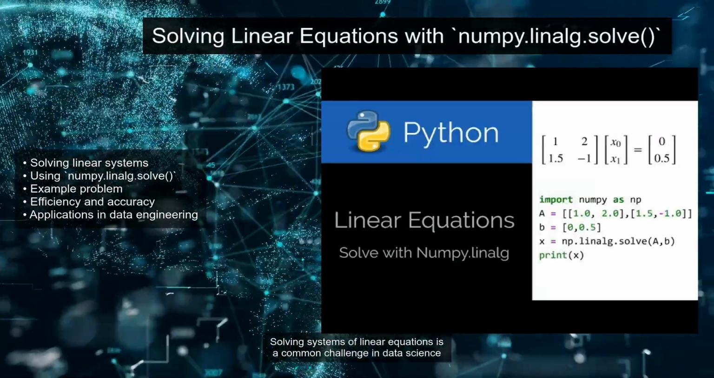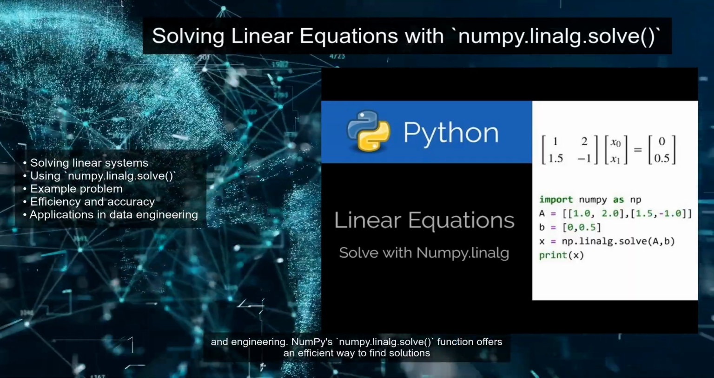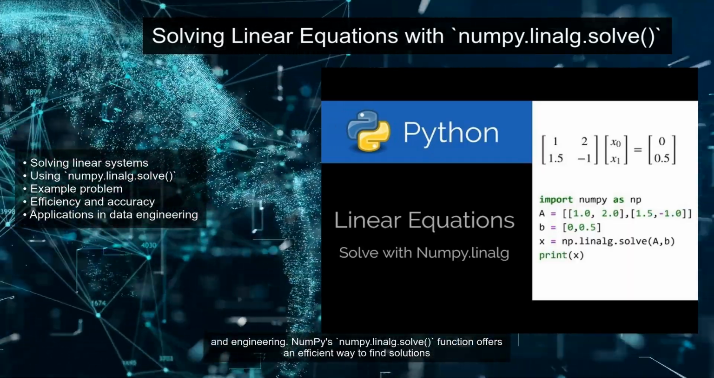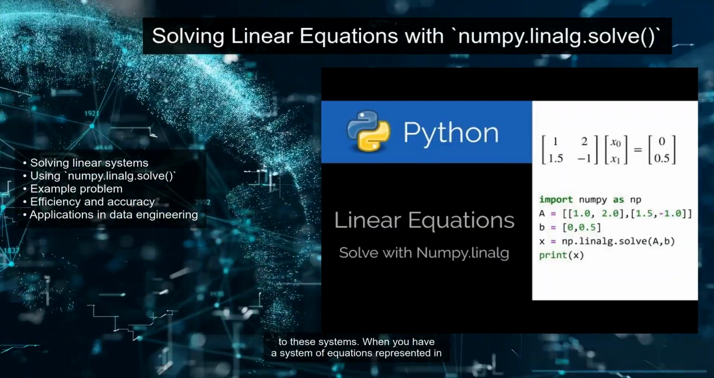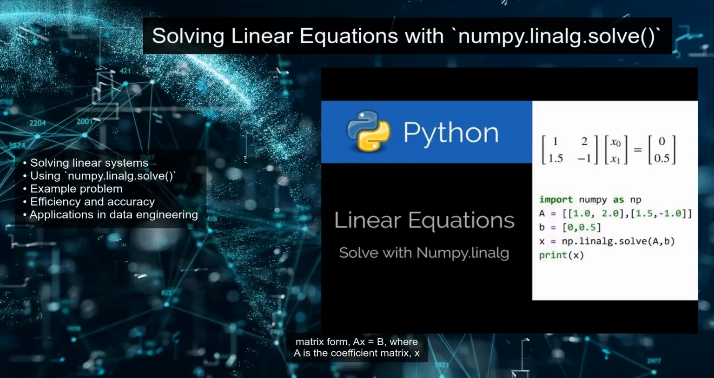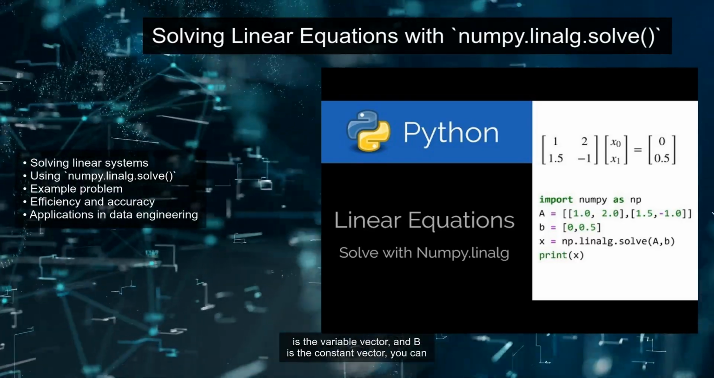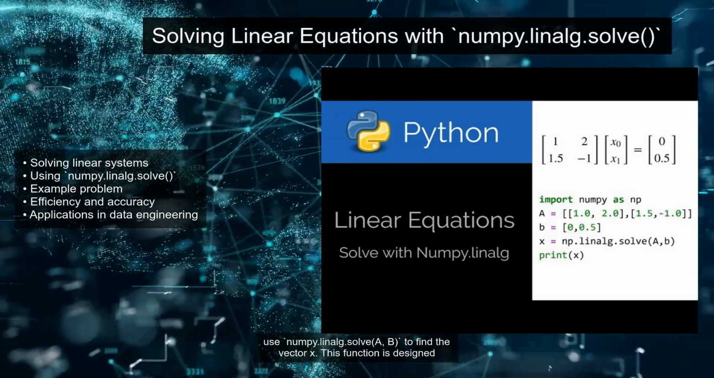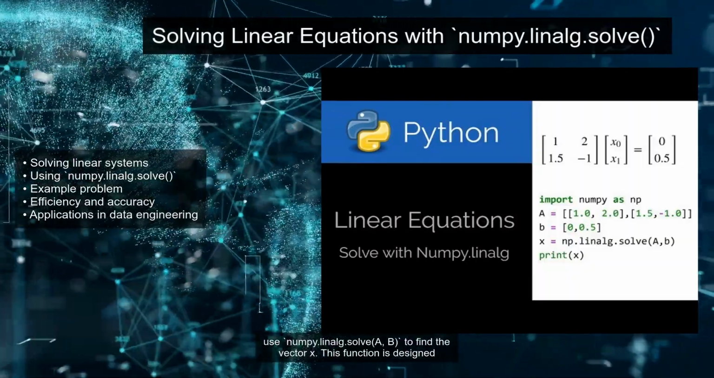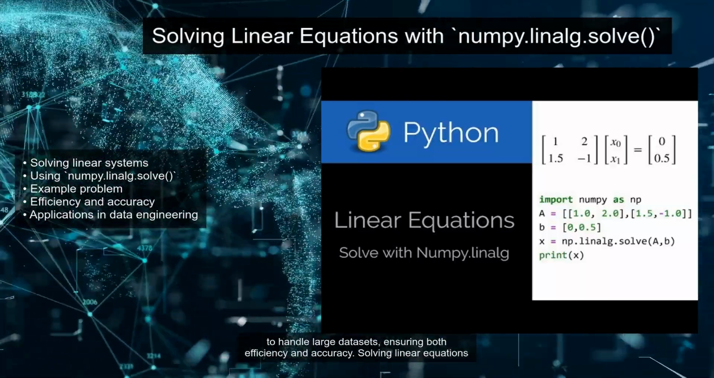Solving systems of linear equations is a common challenge in data science and engineering. NumPy's numpy.linalg.solve function offers an efficient way to find solutions to these systems. When you have a system of equations represented in matrix form, Ax equals b, where A is the coefficient matrix, x is the variable vector, and b is the constant vector, you can use numpy.linalg.solve(A, b) to find the vector x. This function is designed to handle large datasets, ensuring both efficiency and accuracy.